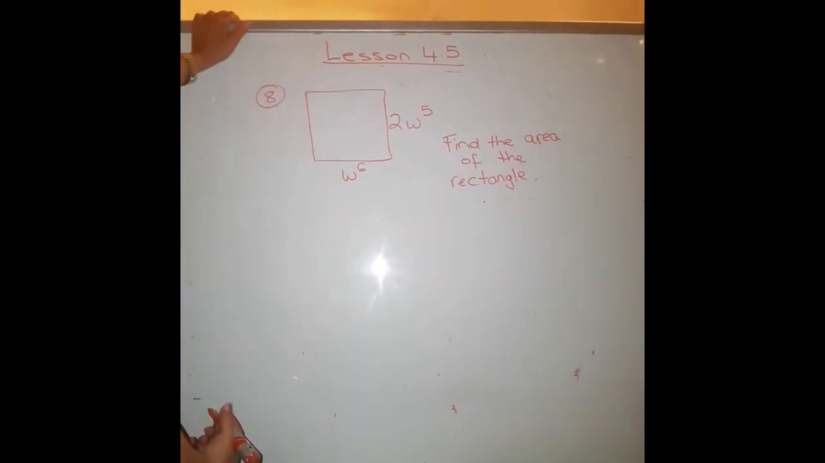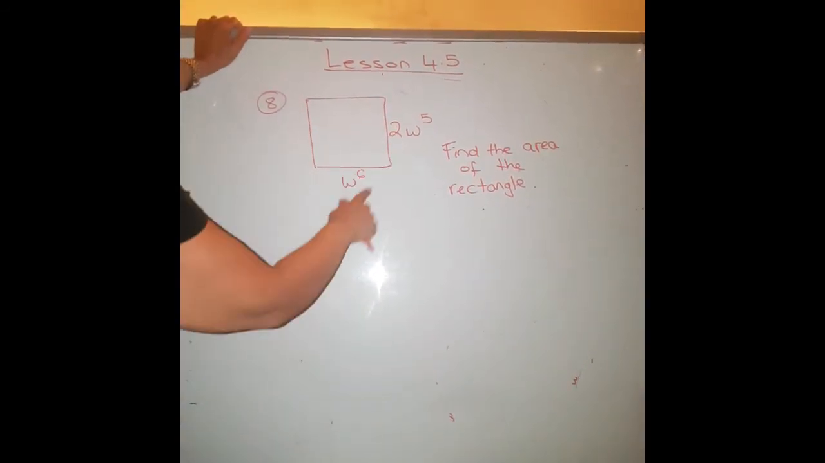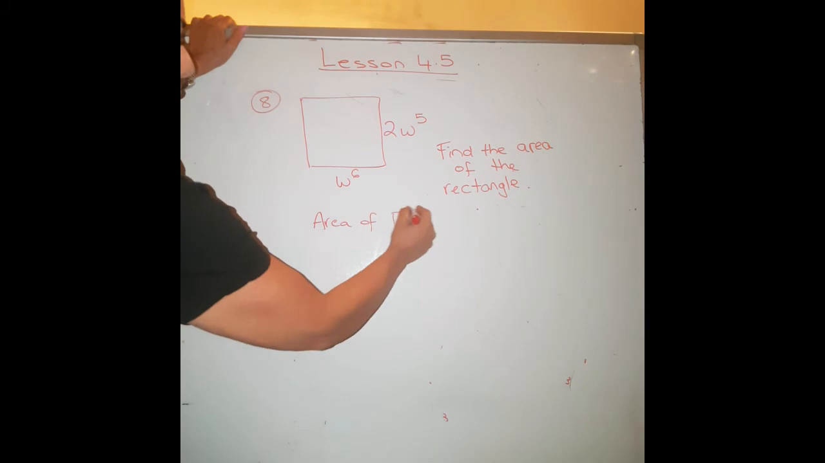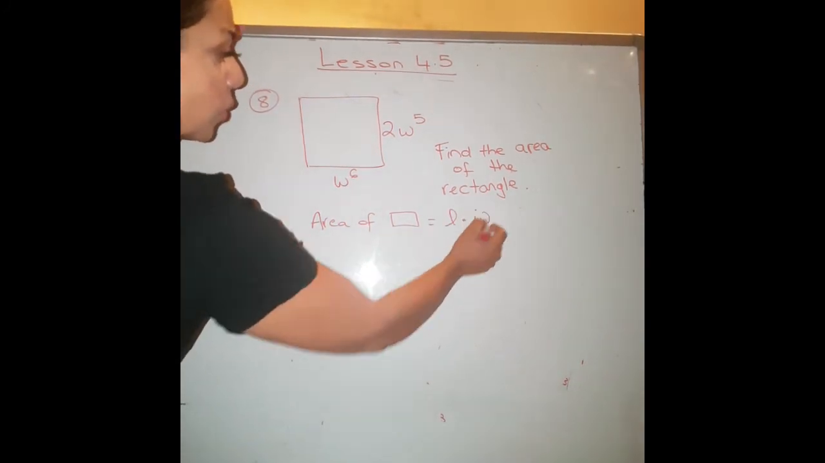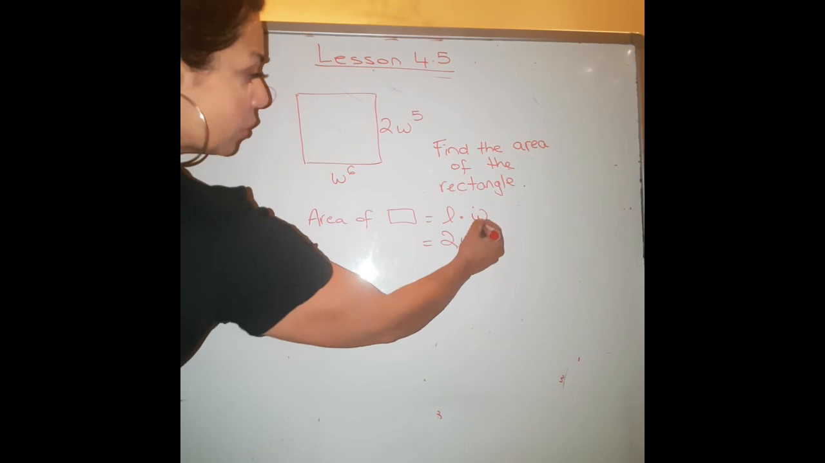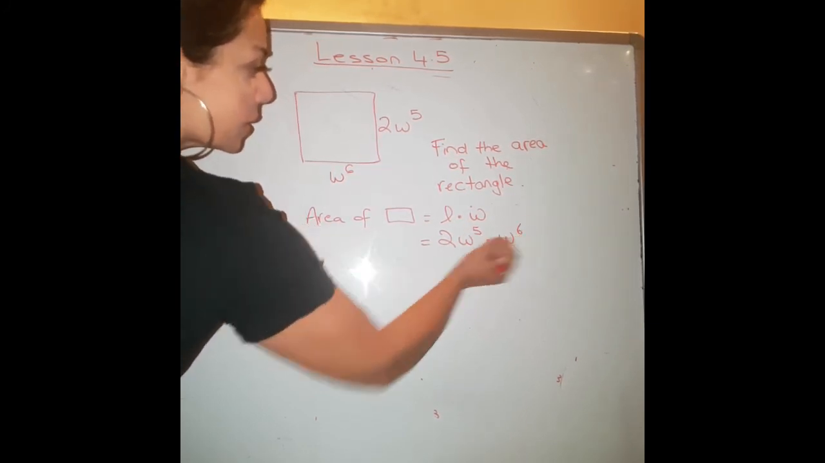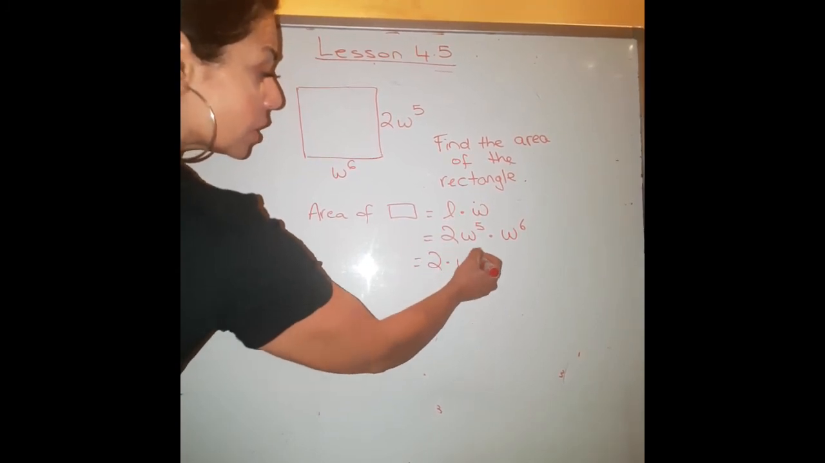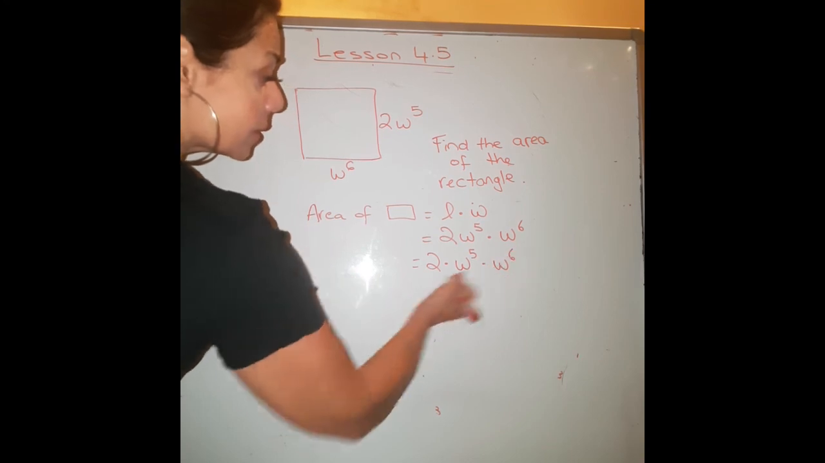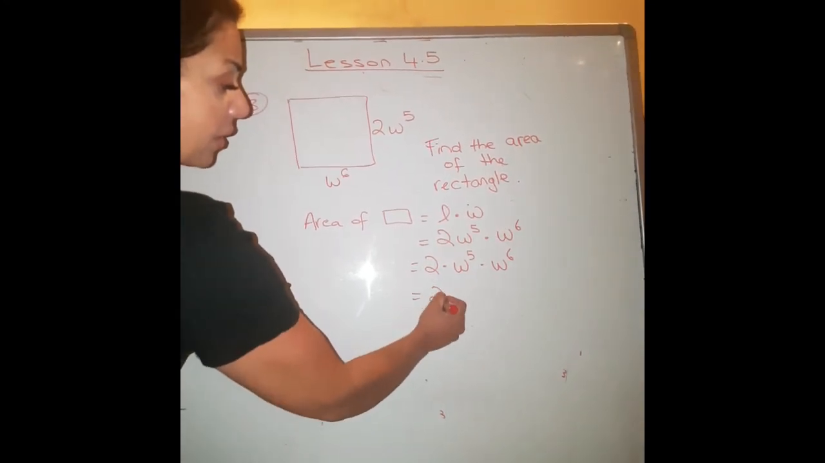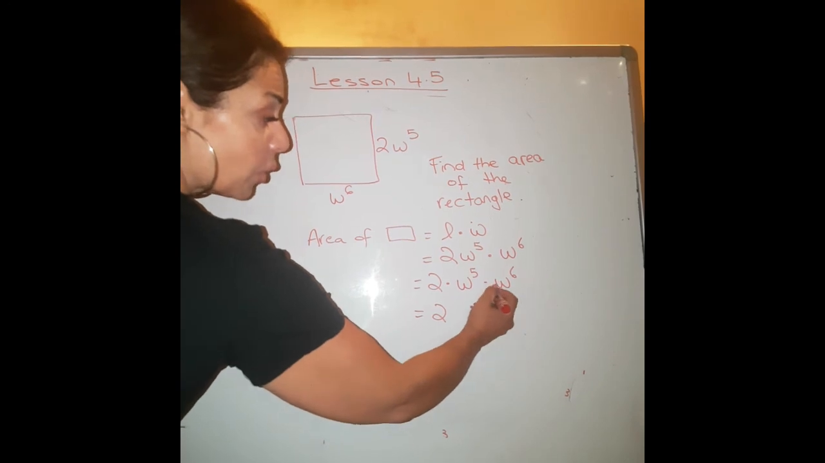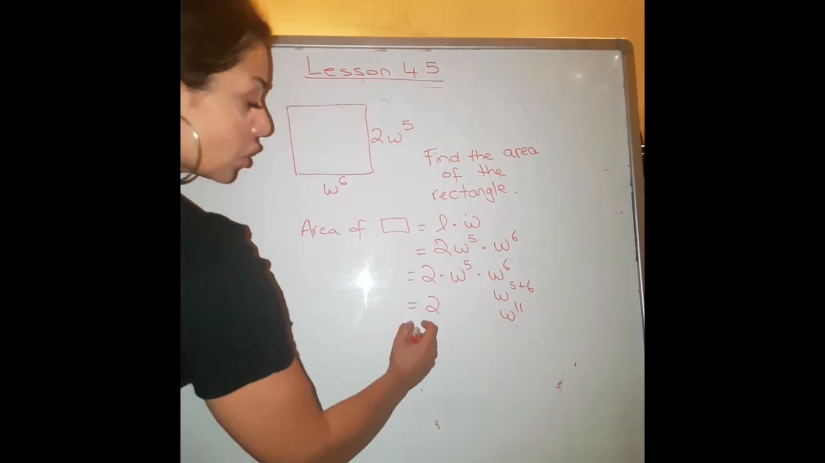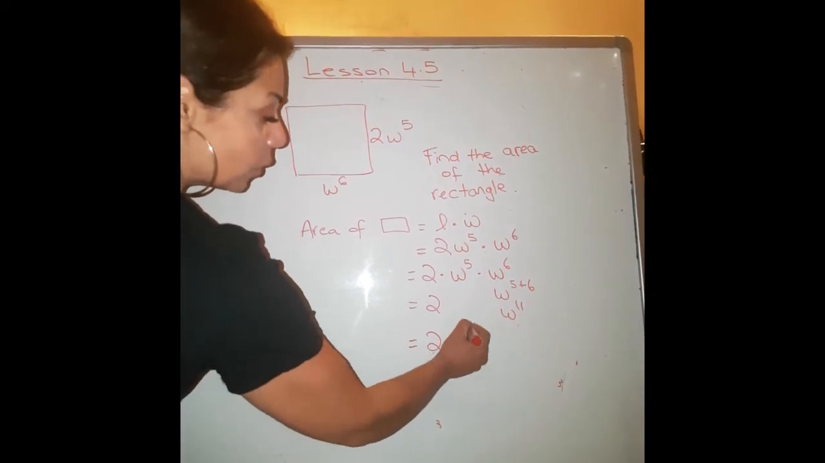The last example is we have a rectangle and we have the sides. Find the area. Area of a rectangle is length times width. So it's 2w^5 times w^6. I open them up to be able to see them. Where are my like terms? 2 times w^5 times w^6. The 2 does not have another number, so I bring it down as it is. What do I do to my exponents? Because it's multiply, I add. So it's w^11. So my final answer is 2w^11.